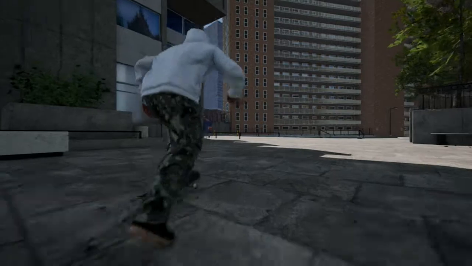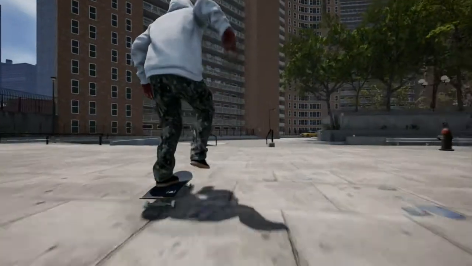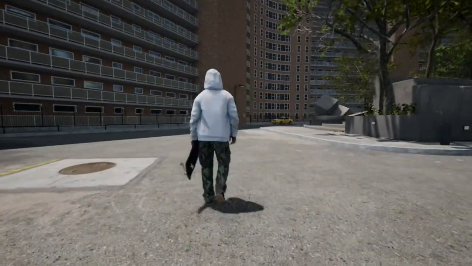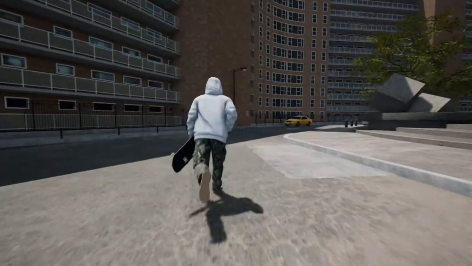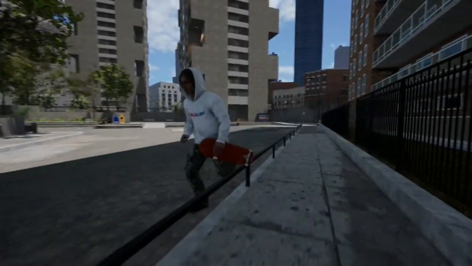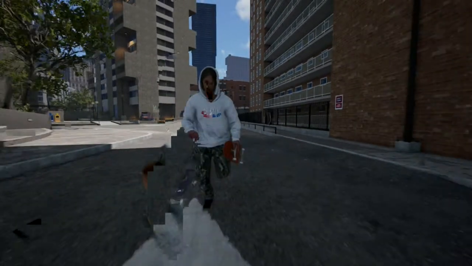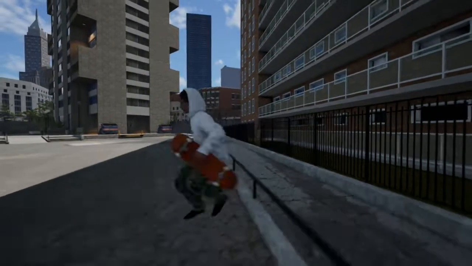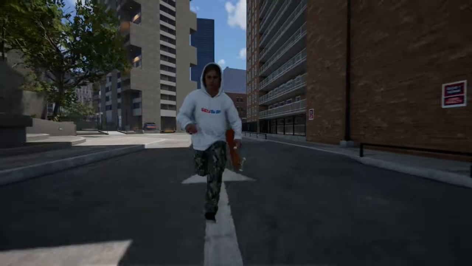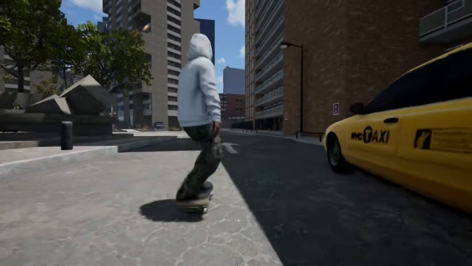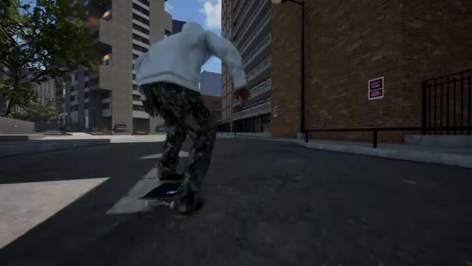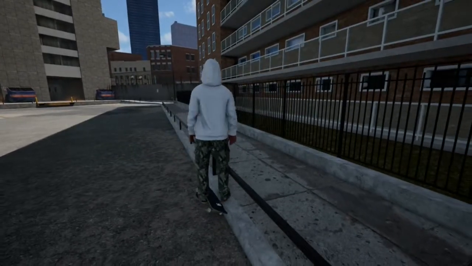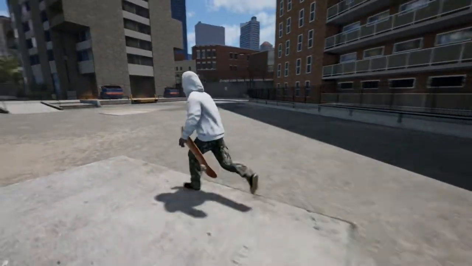Yeah, it's not very intuitive, unfortunately. That's really, really wonky. Alright, I'm gonna try to grind on this. This seems to be low enough. It's acting like it's supposed to just lock in place, but it's definitely not.